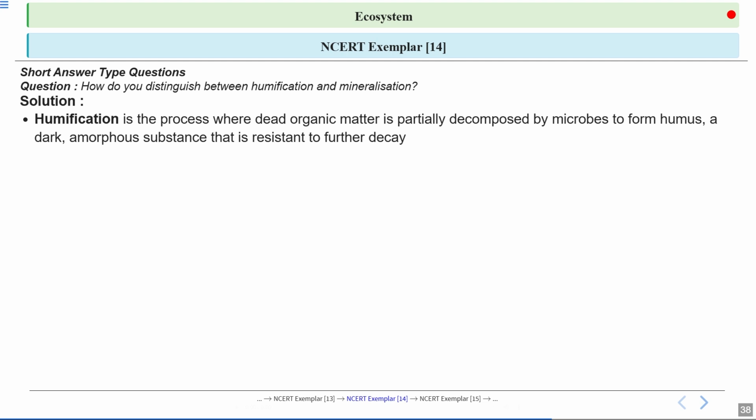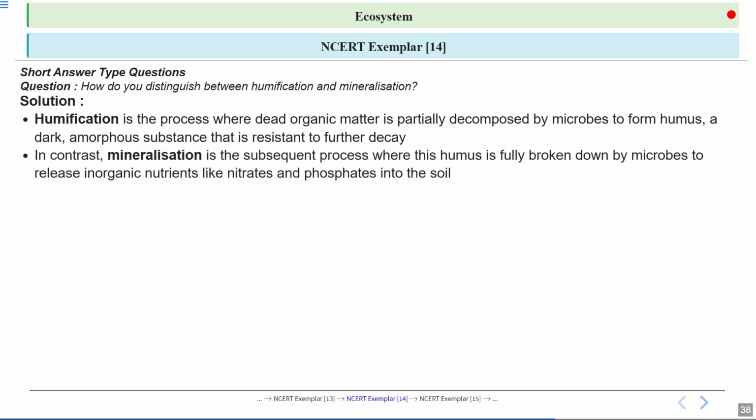Okay, so in humification, what happens? It is the process where dead organic matter is partially decomposed by microbes to form humus, which is a dark amorphous substance that is resistant to further decay. So humus, actually, it is resistant to microbial decay. It decays very slowly. That's why it maintains the fertility of the soil, because it is a reservoir of the nutrients. So it is decaying very slowly. So it maintains the soil fertility.